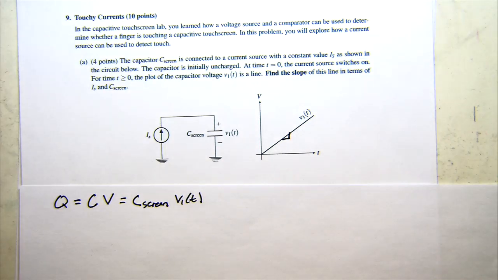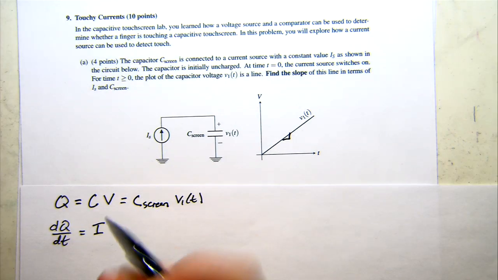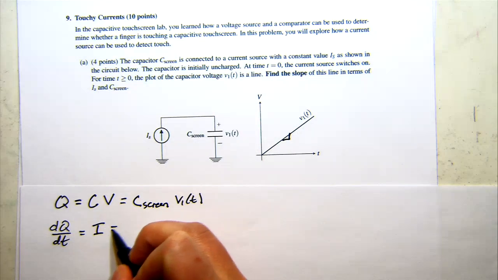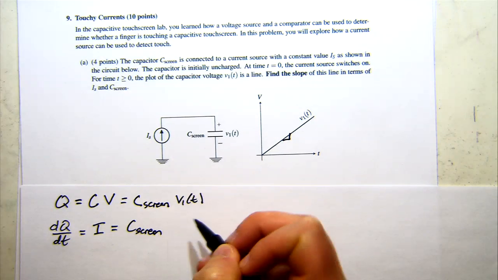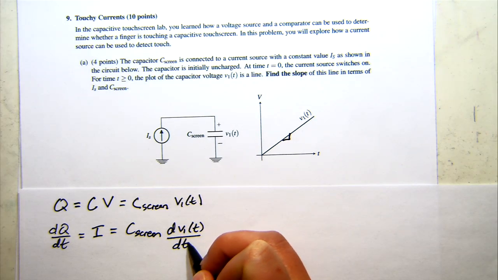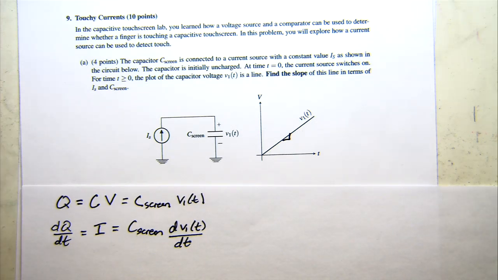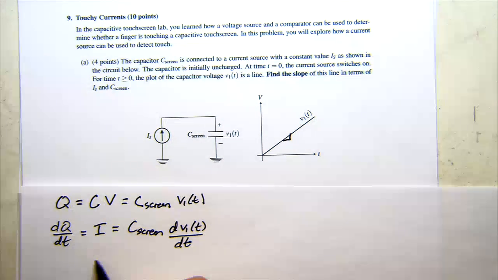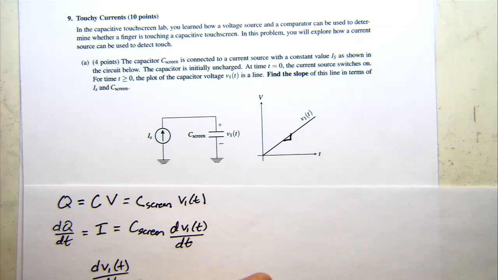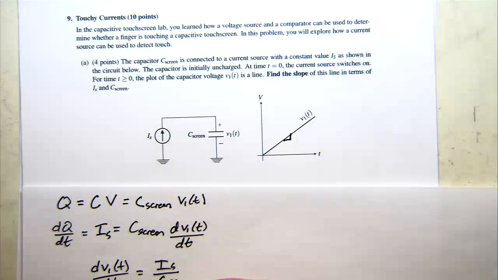If we take the derivative, dQ/dt, we know that's our current, which is just the flow of our charges, is equal to C screen, which is a constant, times dV1/dt. Then we'll have to take the integral of both sides. So I'll do some calculus here by rearranging. We've got dV1 equals I_s over C screen.